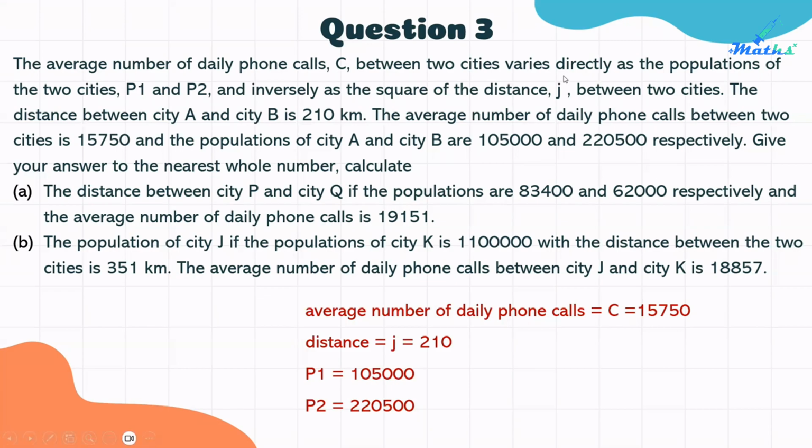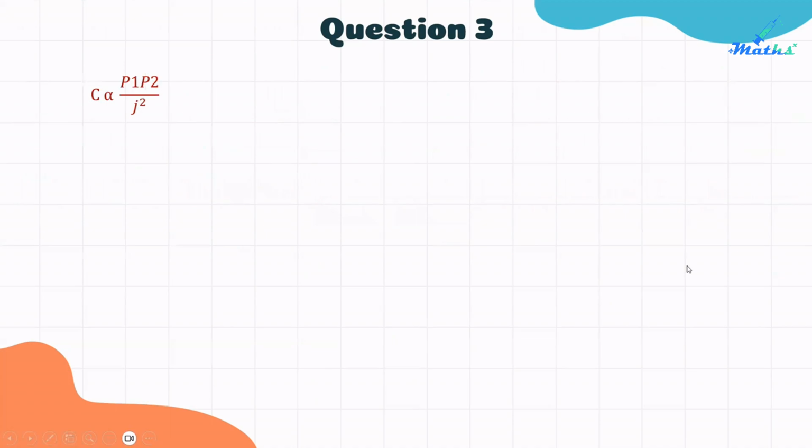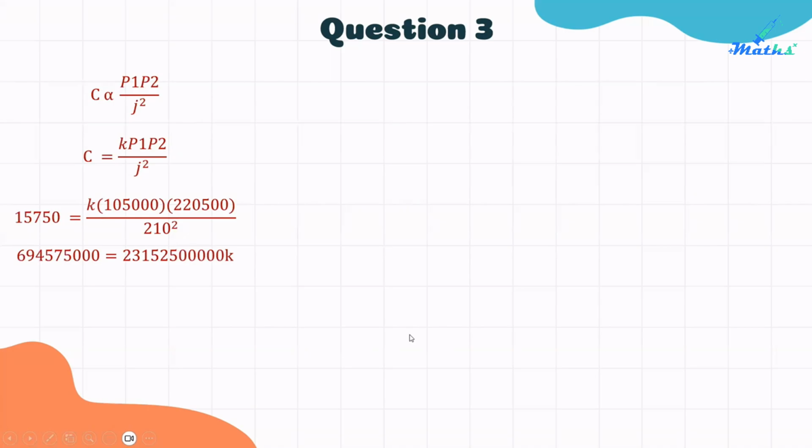So C varies directly as P1 and P2 and inversely as the square of J. So the equation form will become C equal to K P1 P2 over J squared. So we solve it and we get our K is 0.03. So our C is 0.03 P1 P2 over J squared.